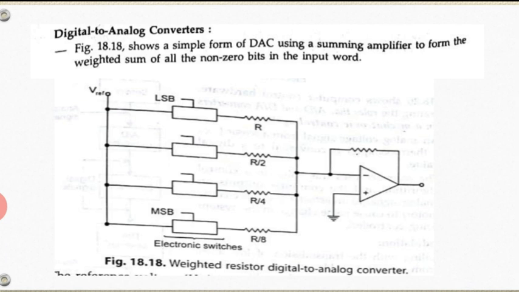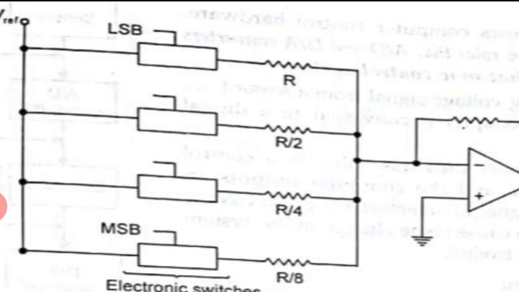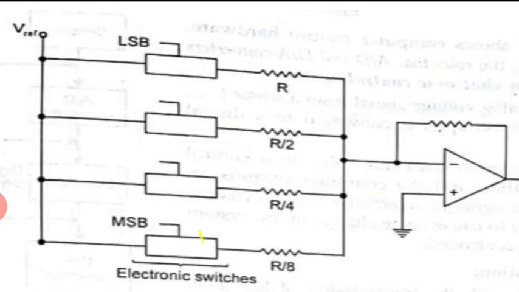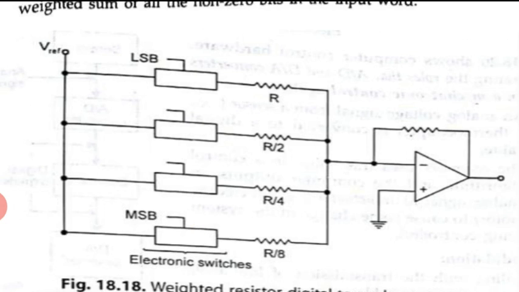Depending upon the digital input you give, you get the output as analog. I repeat, here we give the digital input to the electronic switches, and it is converted to analog. Different resistors are used. If you look here, R by 8, R by 4, R by 2, different values of resistance are used. V reference is applied here, depending upon the digital input from MSB to LSB. LSB is the least significant bit, and MSB is the most significant bit.